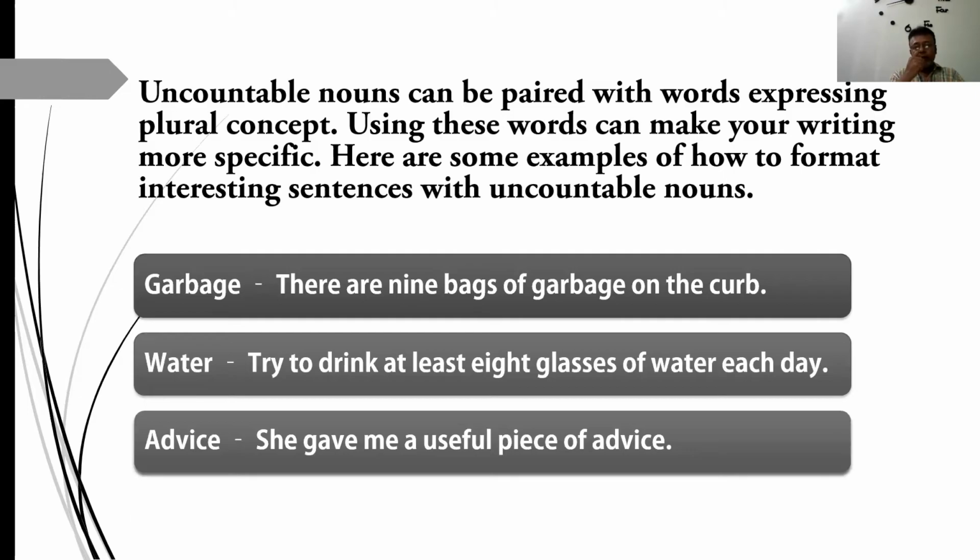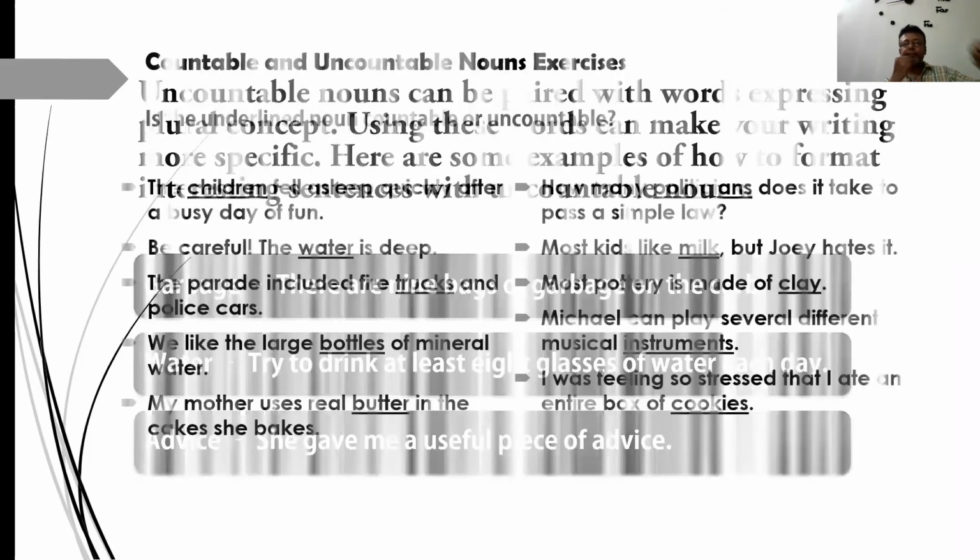So, what did I use to measure them? In the first place, I used 9 bags, but I didn't say garbages, I said garbage. In the second case, I used 8 glasses, and I didn't say waters. And in the third place, I used piece, a useful piece. I didn't say advices. So you can understand, slowly and gradually, you will get the hang of it, okay? So we're going to move on to the next slide.